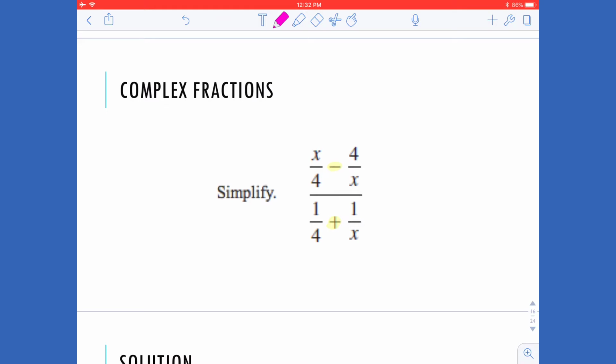Then you will do your keep, change, switch process in order to further simplify your complex fraction. Again, I encourage you to pause this video to try this on your own, and you can resume when you're ready for the solution.